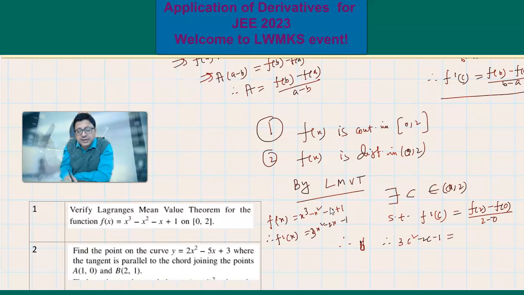And what is f(2) here? You substitute x equal to 2 directly: 8 minus 4 minus 2 plus 1. That is 9 minus 6, which is 3. And what is f(0)?